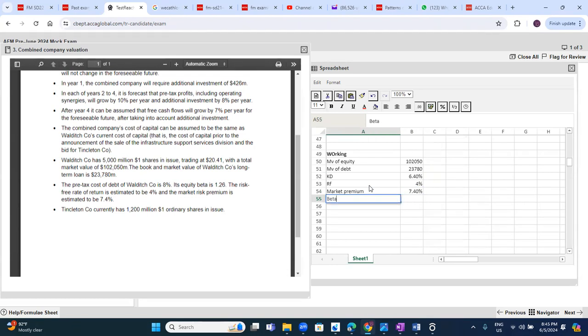Beta is given. Although you can debate that cost of capital must change, your two companies are combining, beta should change, but it is written in the question that it should remain same. 1.26. So what's the cost of equity? Cost of equity is risk-free rate plus beta into market risk premium. So 13.324. That is the cost of equity.